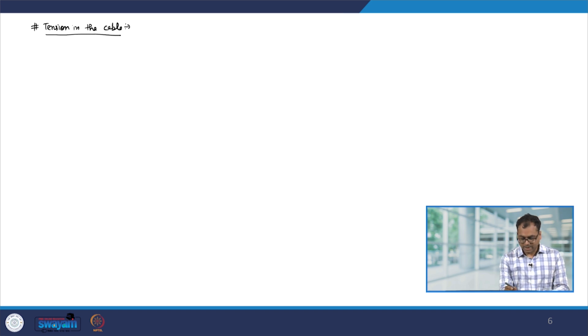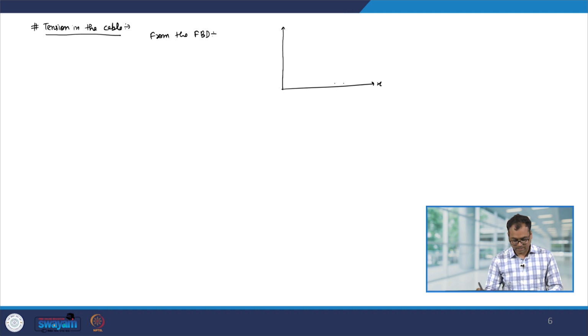And for that, let us look at the free body diagram. So, we have the x axis, we have the y axis, and take the portion of the cable which is up to x distance away from the origin, and the tension T is going to act in the direction of the cable. So, let us say it is making an angle theta.